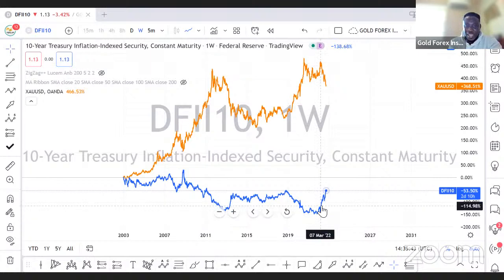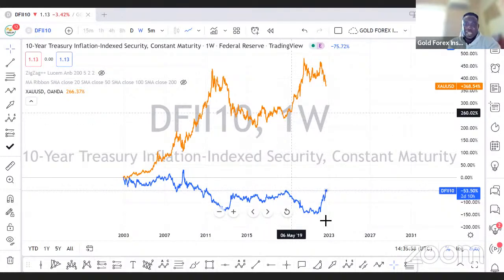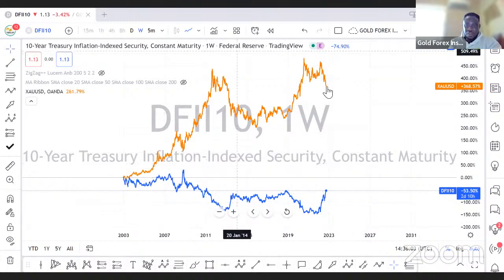Now, look at something. The 10-year Treasury inflation has come all the way to the break of market structure. It has come all the way to the neckline. Now look at where gold is sitting. Gold is still here. It has not gotten to the neckline. So that means that there is divergence between the 10-year Treasury inflation and gold. That means that gold has to fill all the way to this point to meet up with the 10-year Treasury inflation.